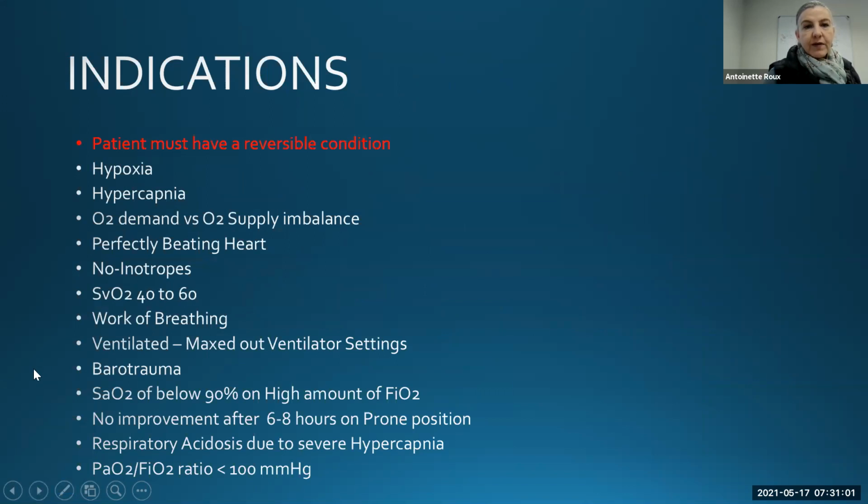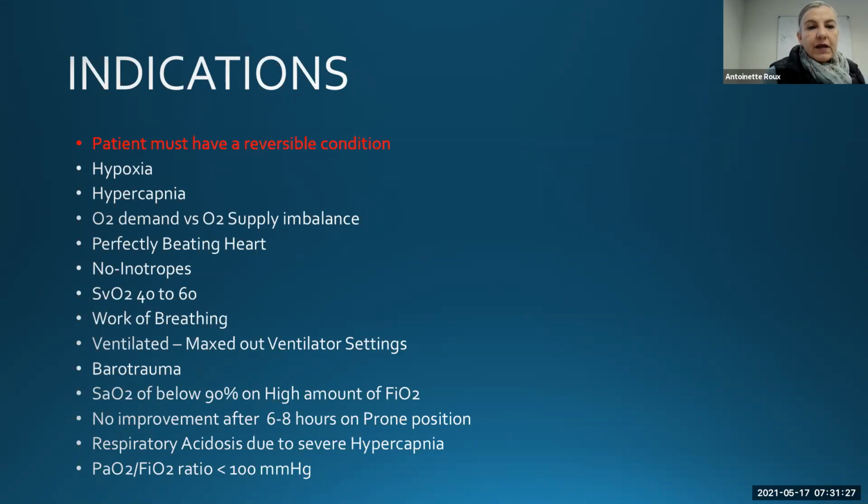Indications for VV ECMO. The patient must have a reversible condition as well. We do put PCP and PJP patients on ECMO, provided they're in remission and they are well looked after, well nourished. They've got a good CD4 count, and they are on ARVs. We have had good outcomes with those.